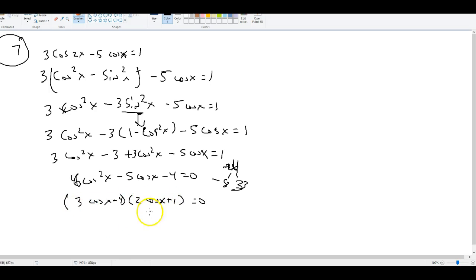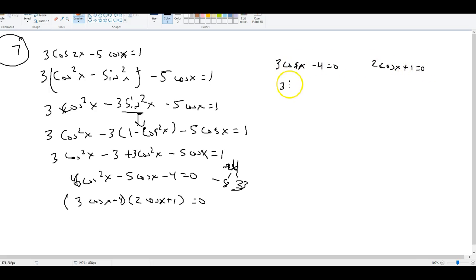Once I did that, 3 times what gives me 3? 3 times 1. 2 times what gives me negative 8? That's negative 4. Okay? Set each of the factors equal to 0. I get 3 cosine x minus 4 equals 0. And I get 2 cosine x plus 1 equals 0.